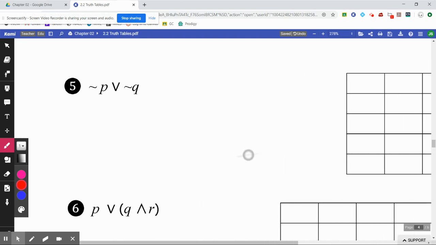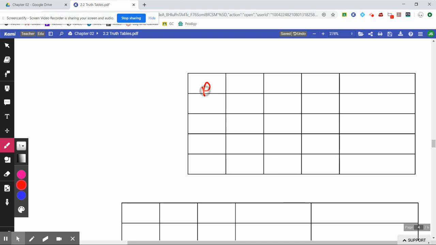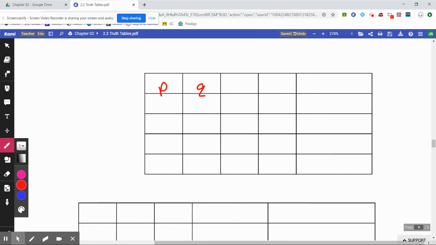Number 5, we're doing not P or not Q. So let's go ahead and do all the ones we're going to need. We need P's and Q's, not P's, not Q's.